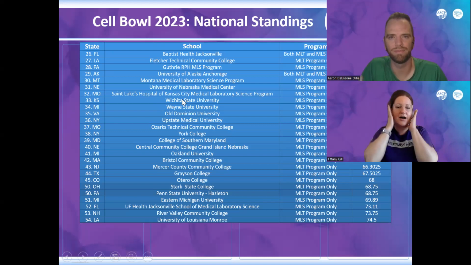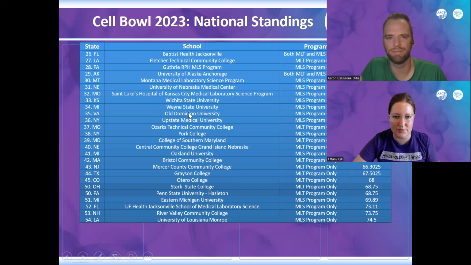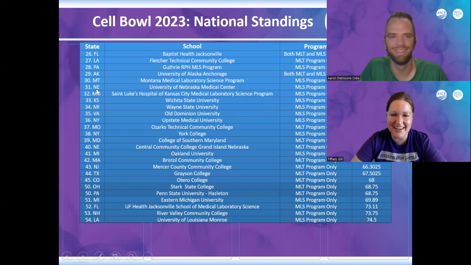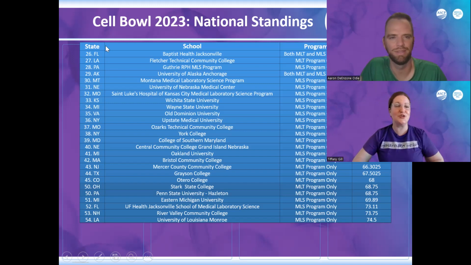Wichita State, their perfect scores just totally moved us down. So Wichita State, Old Dominion University, and where's the other one? St. Luke's. They all moved us down, and they're tightly knit up here too. So look out, Wayne State, because they did it to you as well. Everybody below even the top 30 got shifted because of the second chance. So if you thought you were untouchable, you were wrong.